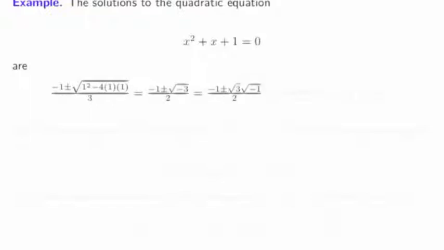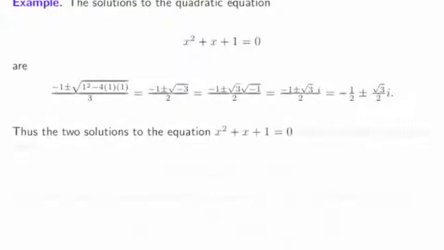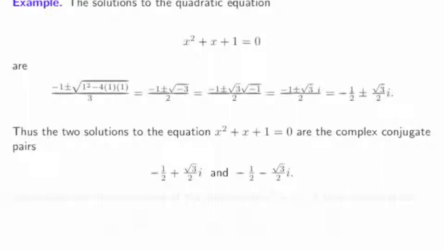For example, the solution to this quadratic equation, after we apply the quadratic formula, will give me minus 1 plus or minus the square root of 1 squared minus 4, all over 2. That discriminant inside the square root is minus 3, so we could think of the square root of minus 3 as the square root of 3 times i. And so there are my two solutions. Thus the two solutions are the complex conjugate pair minus a half plus the square root of 3 over 2 i, and minus a half minus the square root of 3 over 2 i.